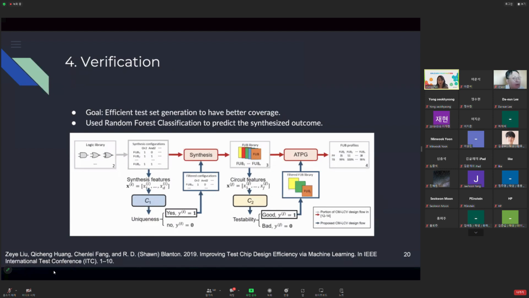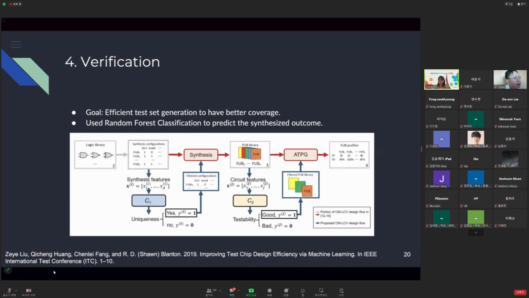So for the verification, I will not go into the detail, but the basic goal is to generate the test set effectively to have better coverage. So it's somewhat similar to the unit test in the software development, right? So let's think about the case where we have 100 inputs of a certain block. So there are 100 inputs, and each input can have either 0 or 1, right? Then we would have 2 to the power of 100 cases to test, right? And depending on the number of inputs, that will be increasing exponentially, right?